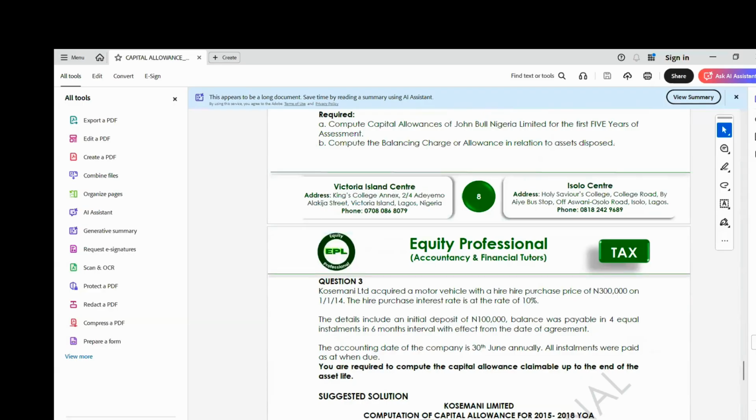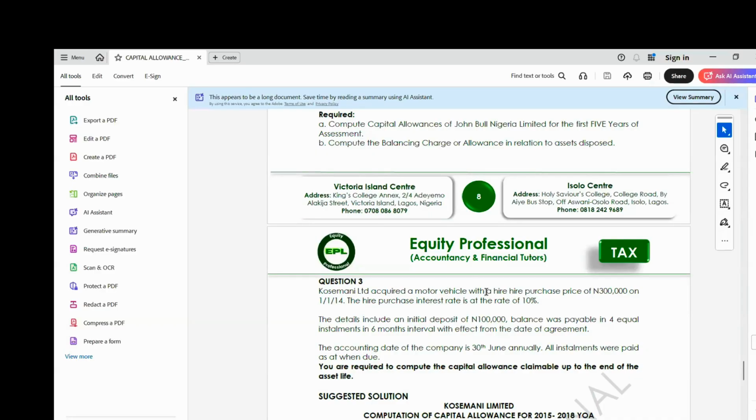So let us look at a question to illustrate when an asset is acquired on hire purchase. And how will you know that an asset is acquired on hire purchase? You'll be told by the examiner that the asset was acquired on a hire purchase agreement. So in that case, you need to apply the principle of hire purchase to the computation of capital allowance.